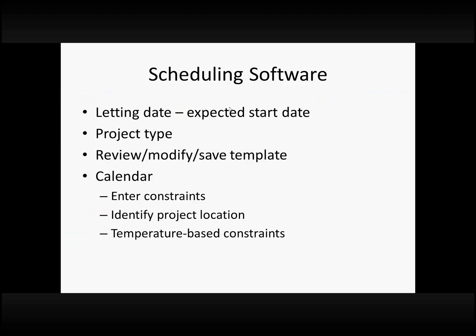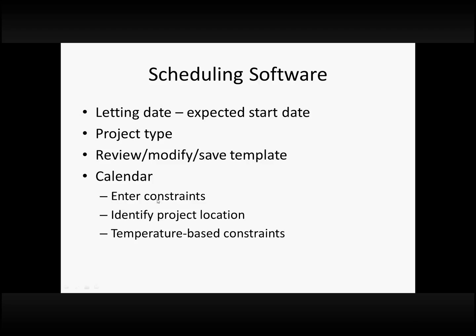We did have it where when the engineer is looking at this, they're usually focusing on a certain letting date they hope to have this out for. So based on the letting date, we calculate the expected start date. They select the project type, and then they are able to look at the template that we've developed for that type and make modifications to it, because there's always going to be some difference on a job. And then we let them set up a calendar for the job.